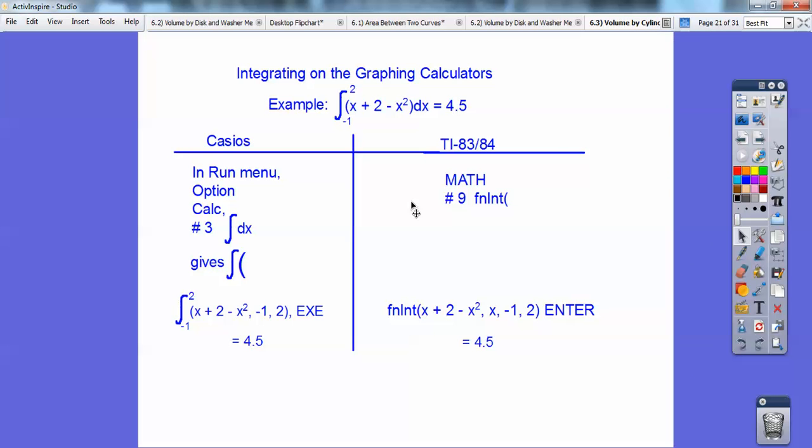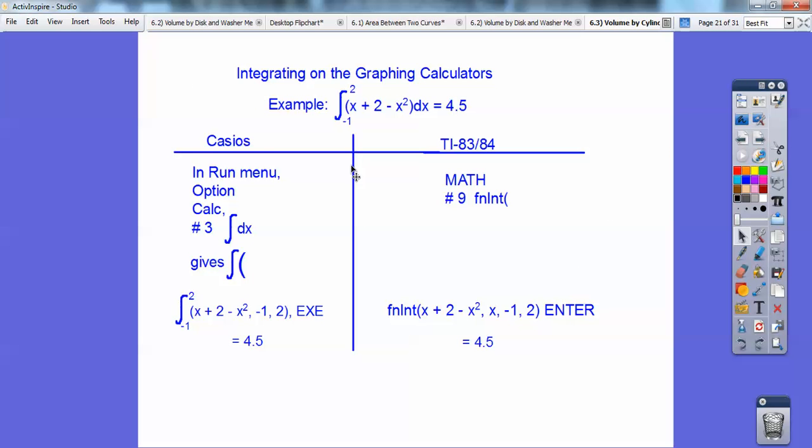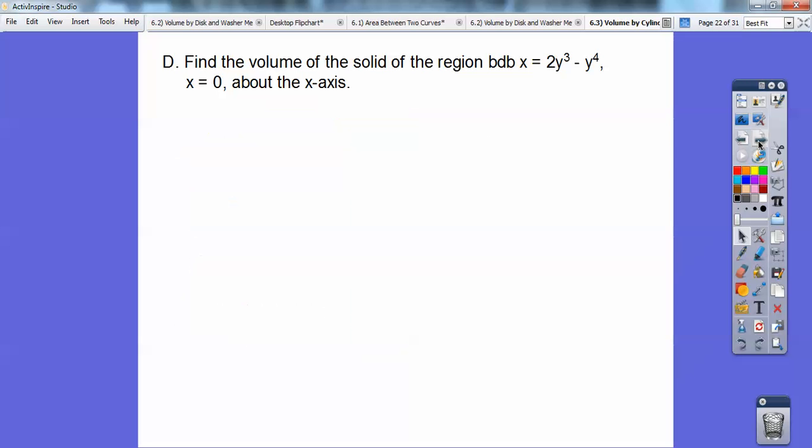This is just a reminder of how to do this on your graphing calculators. I could have plugged this in right here and plugged that into the graphing calculator and got my decimal version of 8 pi over 3. That's just a reminder how we did that in your calculators, whether you use a Casio or a TI. I did that in one of my other lessons. I forgot where, I just copied and pasted it.